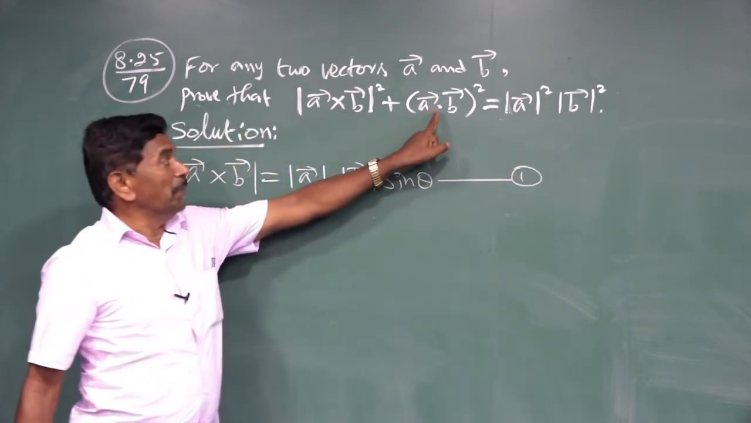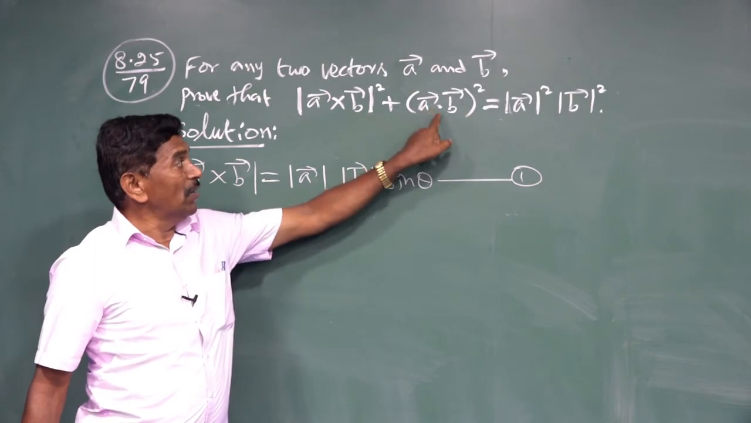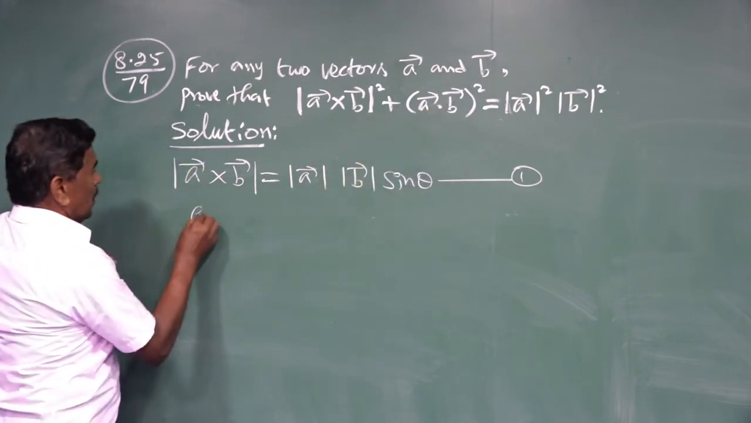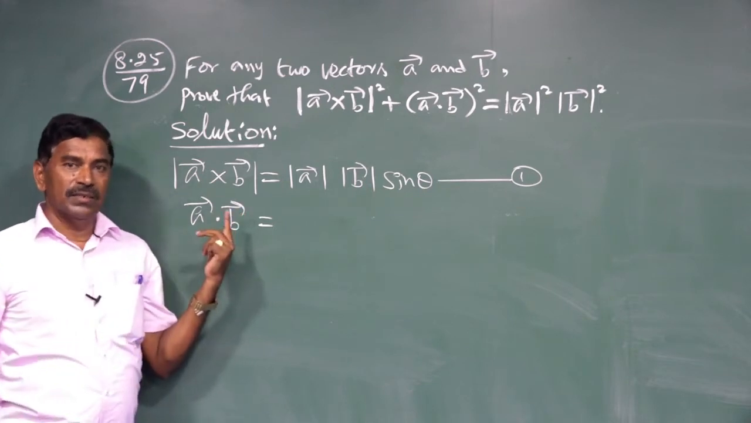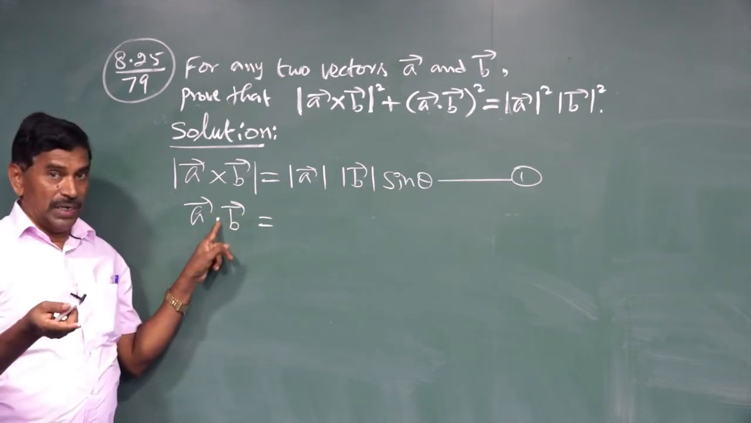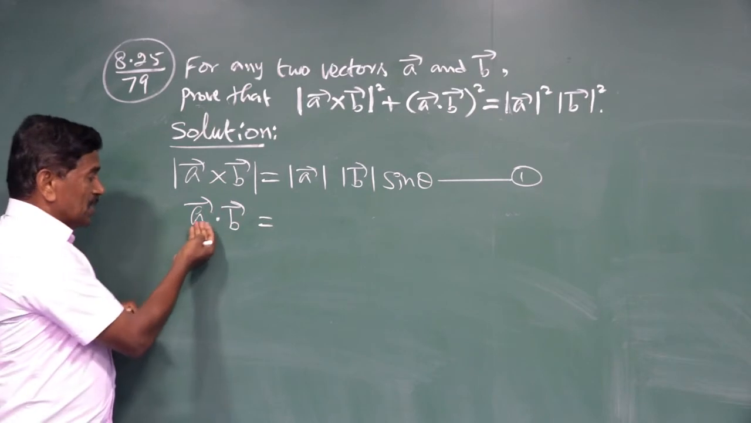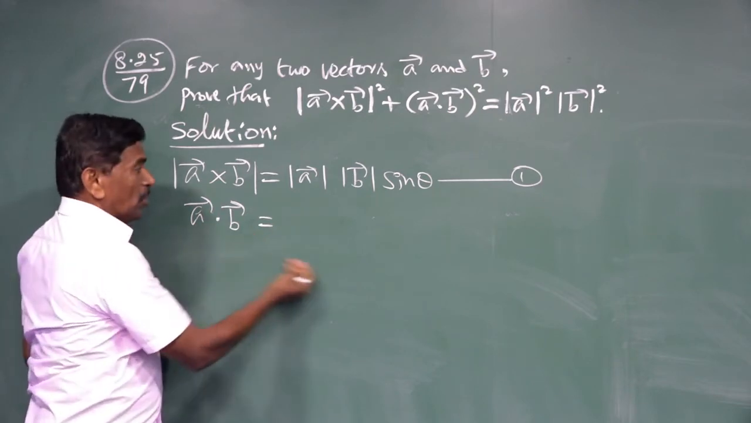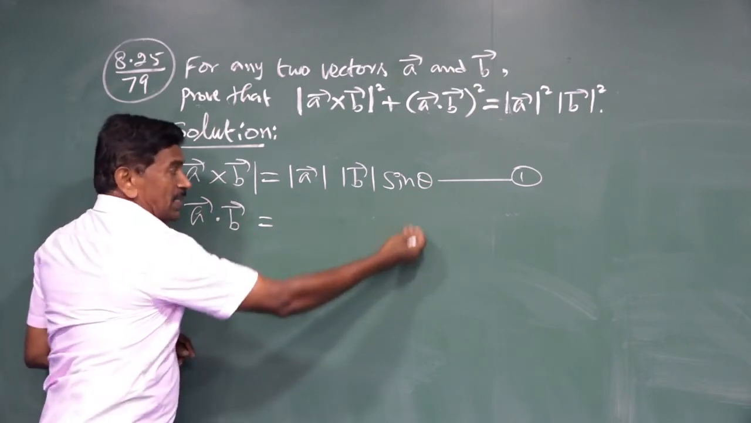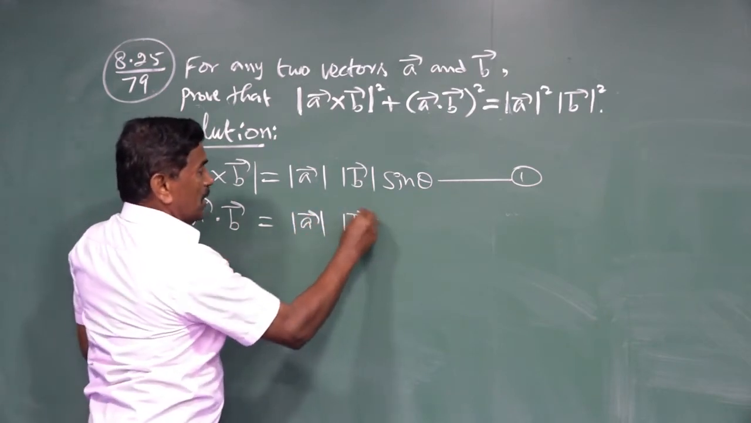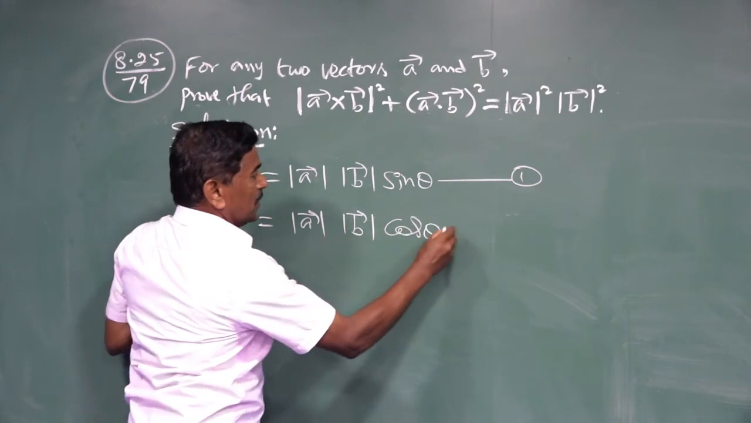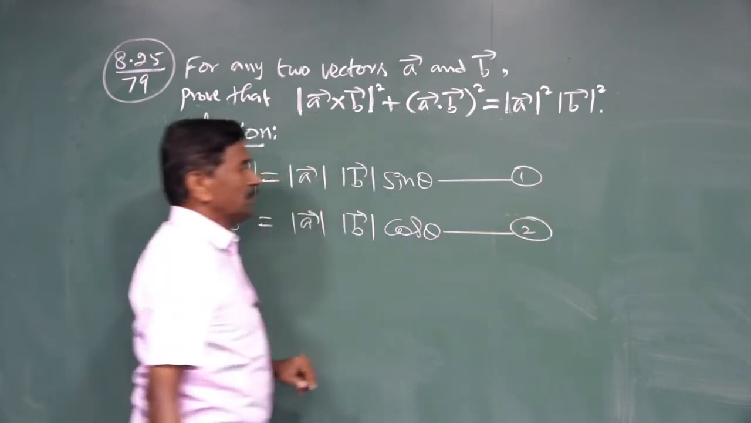Next, complete the bracket answer A vector dot B vector. A vector dot B vector is equal to, by the definition of dot product, modulus A vector into modulus B vector into cos theta. That's all. Which is the second equation.